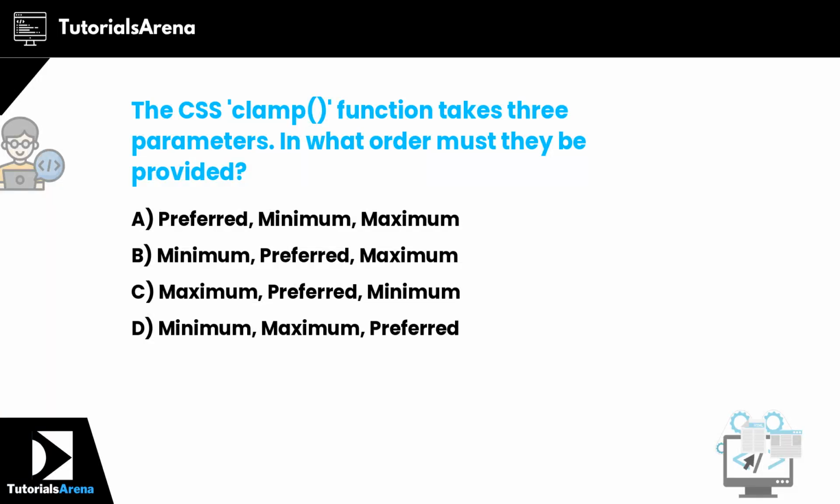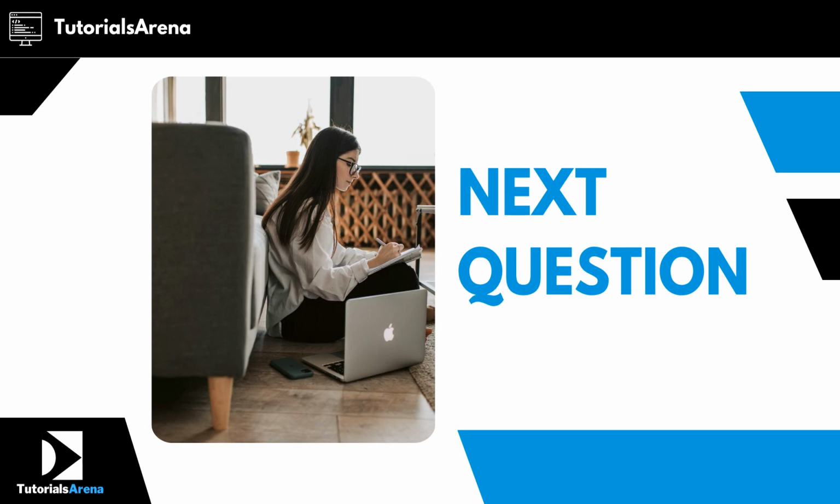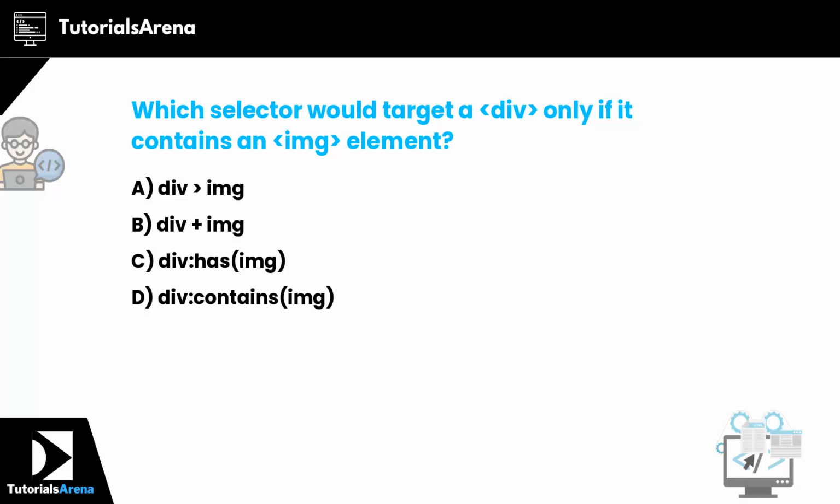The CSS clamp function takes 3 parameters. In what order must they be provided? The correct answer is option B, minimum, preferred, maximum. Which selector would target a div only if it contains an img element? The correct answer is option C, div:has(img).